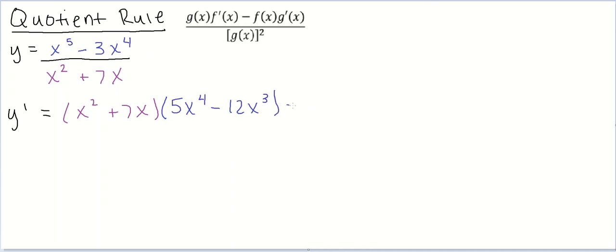And now we need to subtract, and this formula says we subtract the top one normal. So my top one, my blue one, is x to the 5th minus 3x to the 4th. So I just rewrote that like normal, didn't do a derivative.